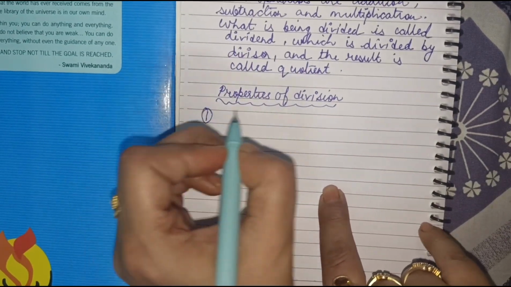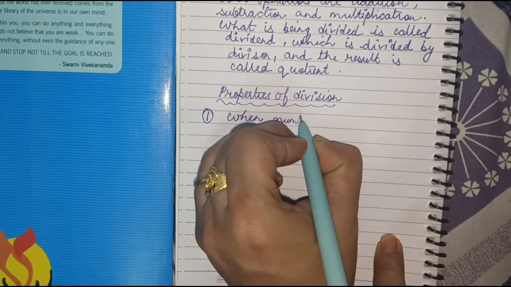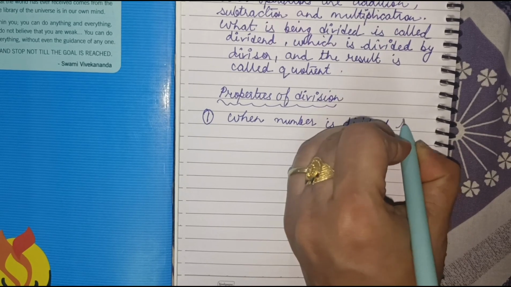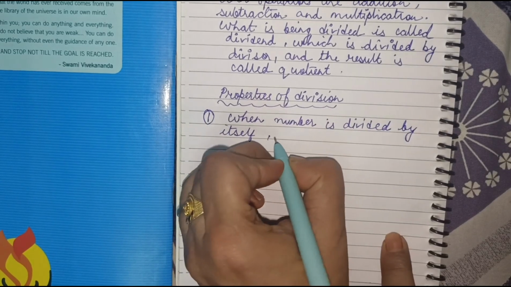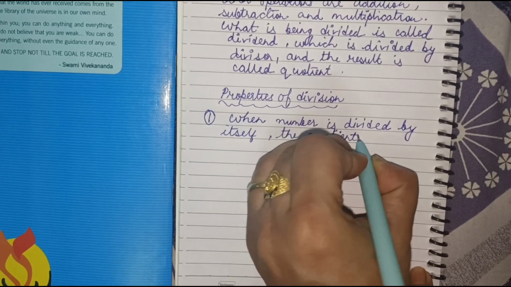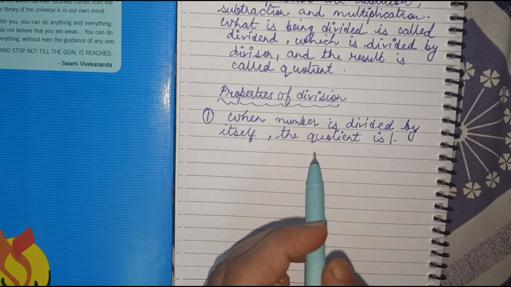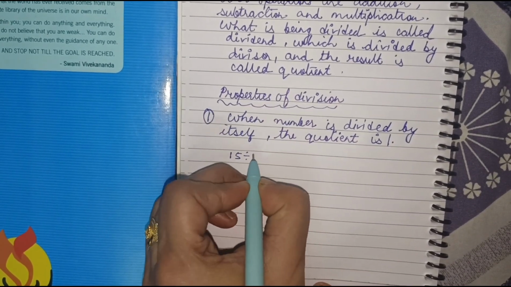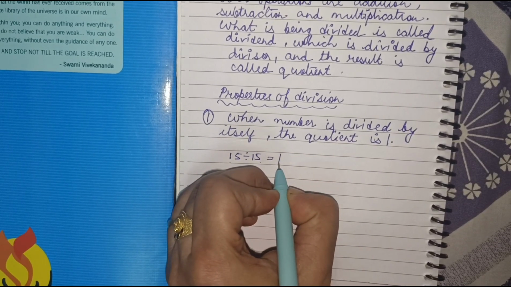The first property is when a number is divided by itself, the quotient is 1. When you divide any number by itself, then the quotient is 1. For example, if you divide 15 by 15, the quotient is 1.